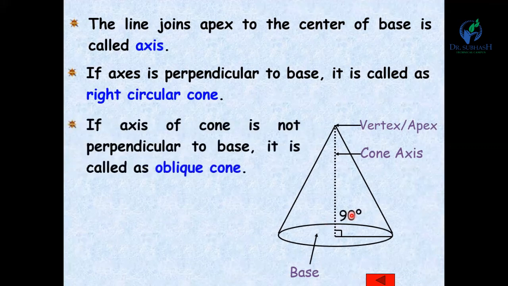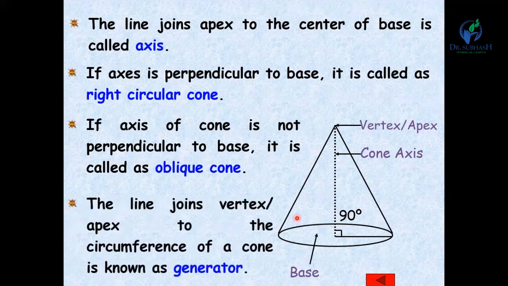Now, if the axis of the cone is not perpendicular to the base, then it is called an oblique cone. If the angle of this axis with the base is other than 90 degrees, then such a cone is known as an oblique cone. And the line which joins the vertex or apex to the circumference of a cone is known as a generator. You can see these are the different generators. So there are infinite generators in the cone.